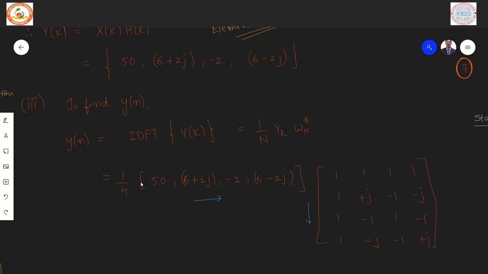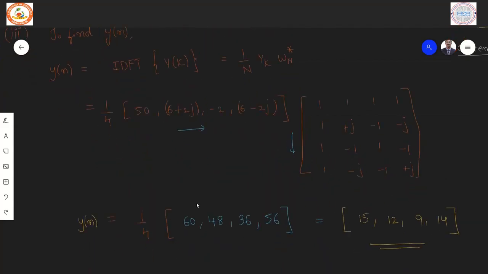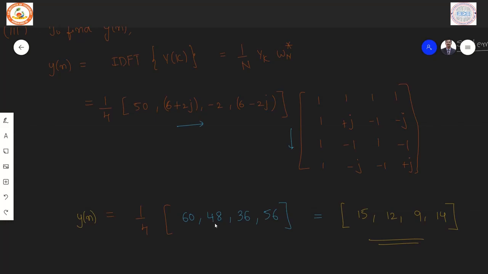Therefore, 1 by 4 times the sequence that we just obtained into the twiddle factor. But please note the twiddle factor matrix is conjugate. Therefore, we have plus j and we have minus j here. Again, performing the respective multiplication, the result we get is 60, 48, 36 and 56. Dividing throughout by 4, the answer you get is 15, 12, 9, 14. This matches the result of the previous method as well as the verification method.